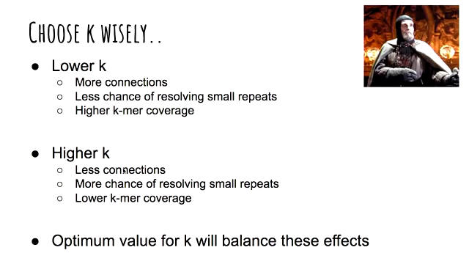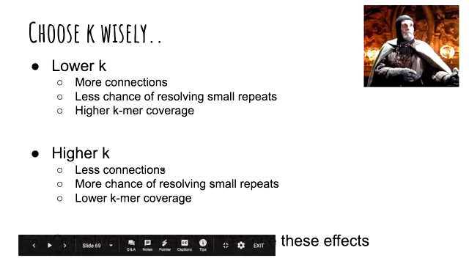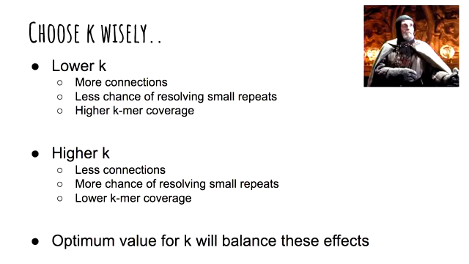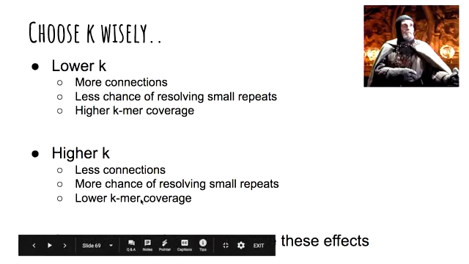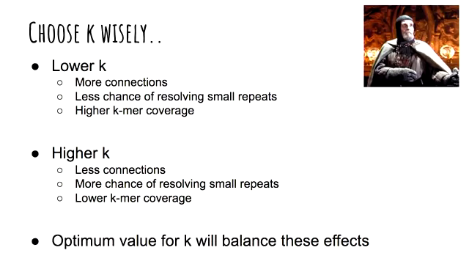A higher k value will have less connections in the graph. So we saw when we did our Mississippi, we increased our value of k from 4 to 5, and suddenly the graph was disconnected. So at higher k values, we'll have less connections in our graph. But maybe we'll make k longer than our small repeat, and if k is longer than our small repeat, what happens? We can span the repeat, and we'll remove a loop out of our graph. Right? But we'll have lower k-mer coverage, which may be a problem, may be a benefit. And the optimum value for k will be a balance of these two effects.